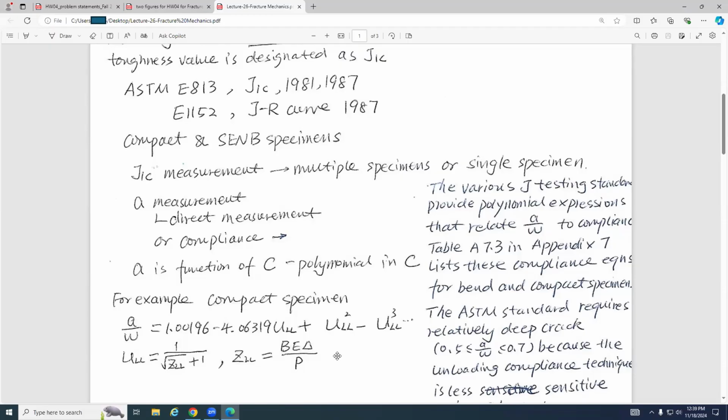And what is the E here, guys? What is the E here, George? Make a guess. Mechanics, right? This is Young's modulus. And what is the B, Maxim? It's the thickness. Yeah, B is the thickness of the specimen. E is a material parameter, Young's modulus. Delta is the displacement, and P is the load you are applying.